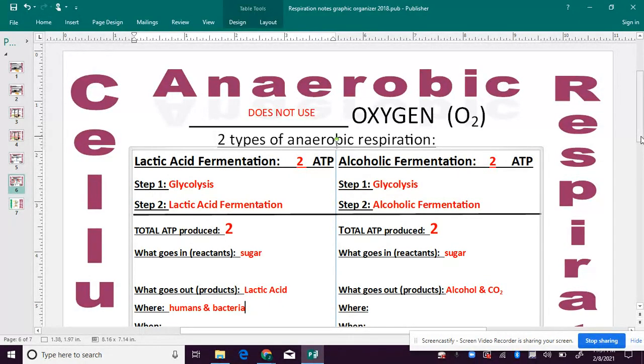In anaerobic respiration, anytime you put the prefix A or AN in front of it, it means not. So we will not be using oxygen. There is no oxygen used in anaerobic respiration. There's 2 types of anaerobic respiration that we're going to talk about today. First one is lactic acid fermentation, and the second one is alcoholic fermentation.